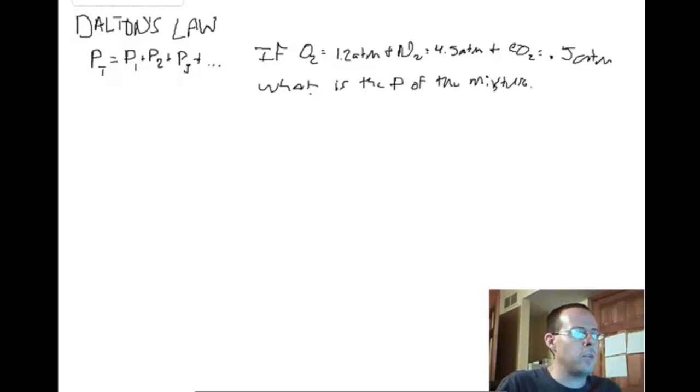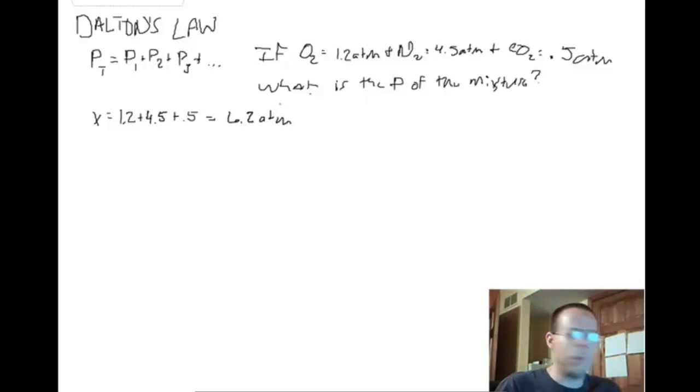In this case, we want to know the total pressure, so we're really solving for P total. We're going to put X, because that's our unknown, equal to our first gas, which is oxygen, 1.2 atmospheres, plus 4.5 atmospheres, plus 0.5 atmospheres. If we take 1.2 plus 4.5 plus 0.5, that is going to equal 6.2 atmospheres.